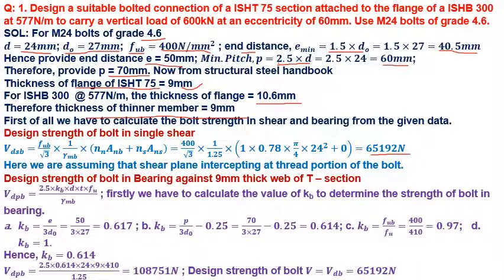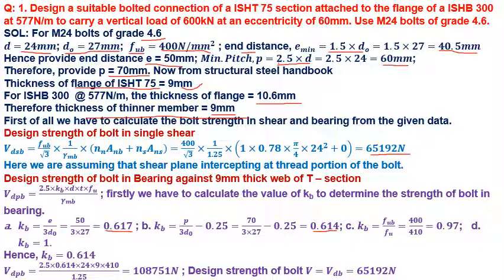Then we have to calculate design strength of bolt in bearing against the 9 mm thick web of T section, because the thinner member is ISHT 75 and its thickness is 9 millimeter. Bearing strength is calculated as VDPB equals 2.5 kb d t into Fu upon gamma MB. Firstly, we have to calculate the value of kb to determine the strength of bolt in bearing. Kb is e upon 3d naught, which comes out to be 0.617. In second case, kb is 0.614.